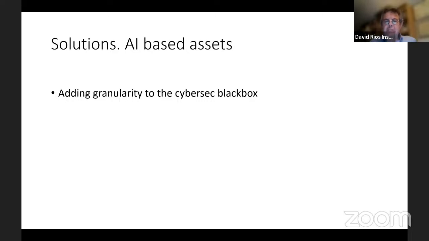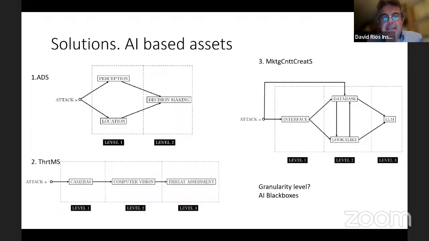Okay, so the second issue was that we have AI-based assets, and to our initial black box model, we decided to add some granularity. And I'm putting here three very simplified examples. The first one, we'll go through it later on, refers to an automated driving system. You can see this is reflecting the architecture of the system, which covers a perception system and a location system. This informs our decision making, and the decision making system takes control of the direction, the speed, etc. And you can see that there could be attacks through the perception or the location system, etc.